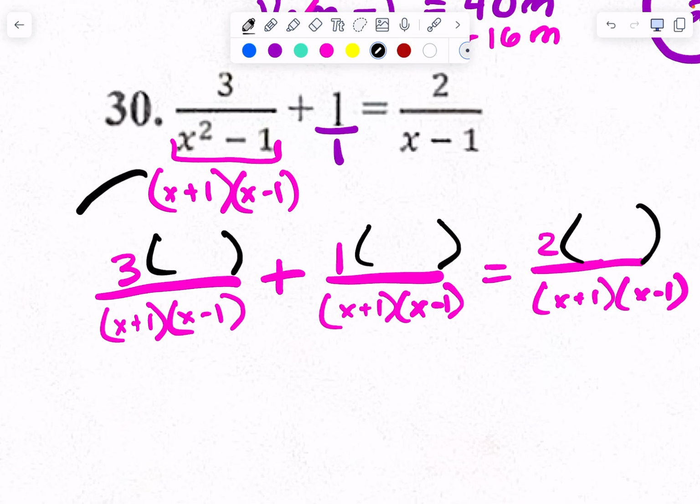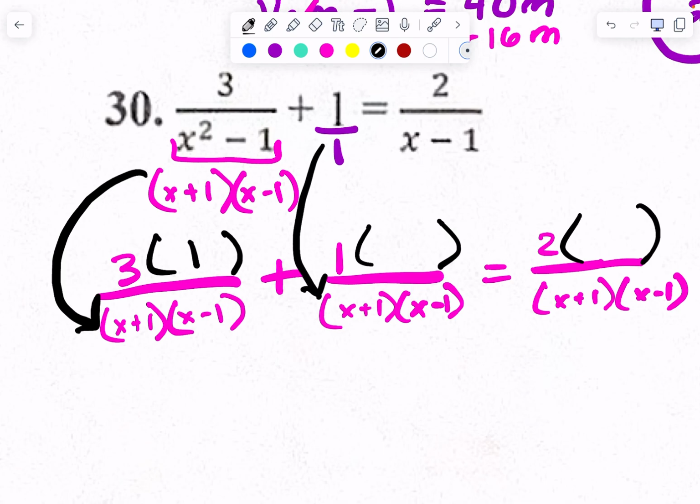Okay, looking at the first piece: x plus 1, x minus 1. What is he missing? What's the 3 missing? Nothing. So what are we multiplying by? 1, or nothing. It doesn't matter.